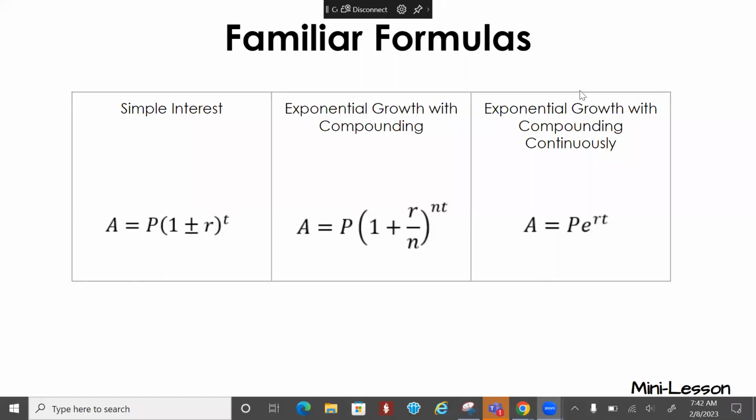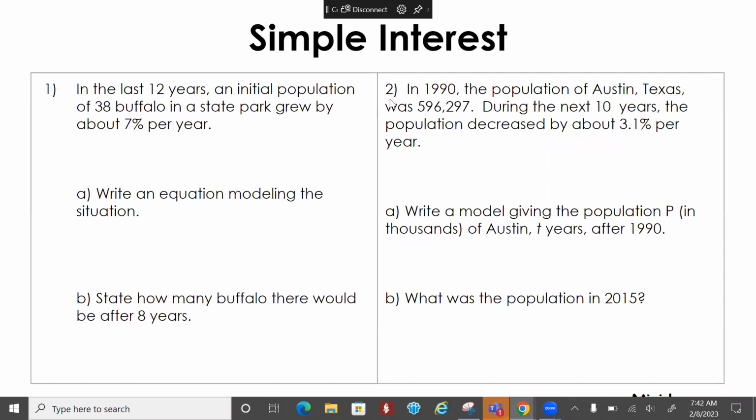Here's some familiar formulas. You probably saw these back in Algebra 1, or back in 8th grade. You've got simple interest, which is what we were just finding. You've got compound interest, which deals with money. And then you've got exponential growth, which is also dealing with money. So just kind of revisiting that.